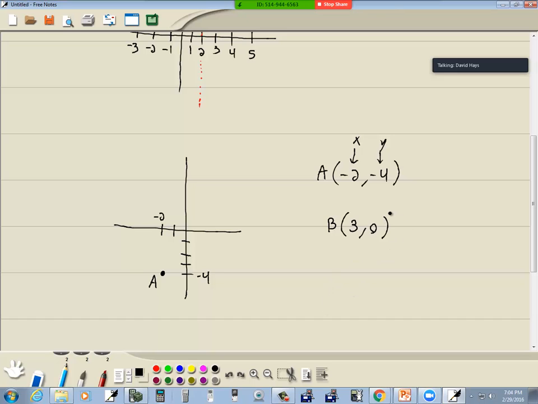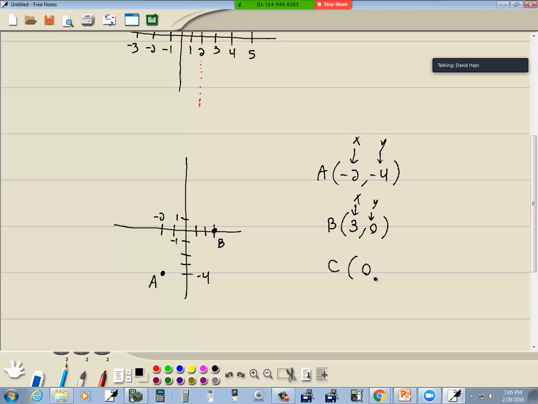Now if one of your values is 0, in this case 3, 0, remember this is your x and this is your y. So we go to 3, 0, x is equal to 3, and if this is y is equal to 1, this is y is equal to -1, y is equal to 0, is right here, which is our x-axis. So this point would be on our x-axis, and I'd label that as B.